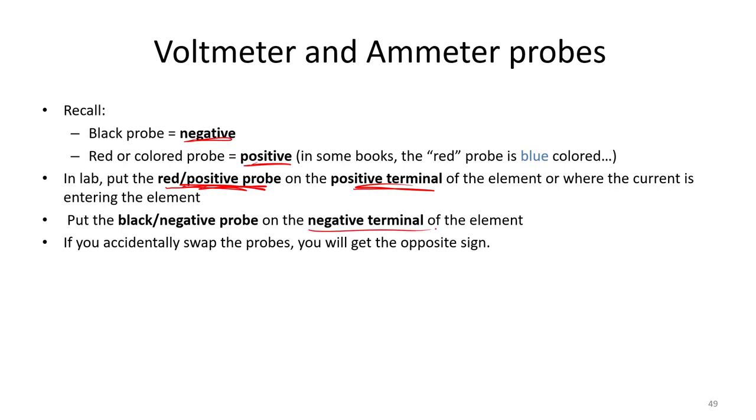And you would probably see fairly quickly that if you accidentally swap the probes, then you'll get an opposite sign of measurement. So you'll get either a negative current or a negative voltage. And you can just swap the probes to get the reverse sign.